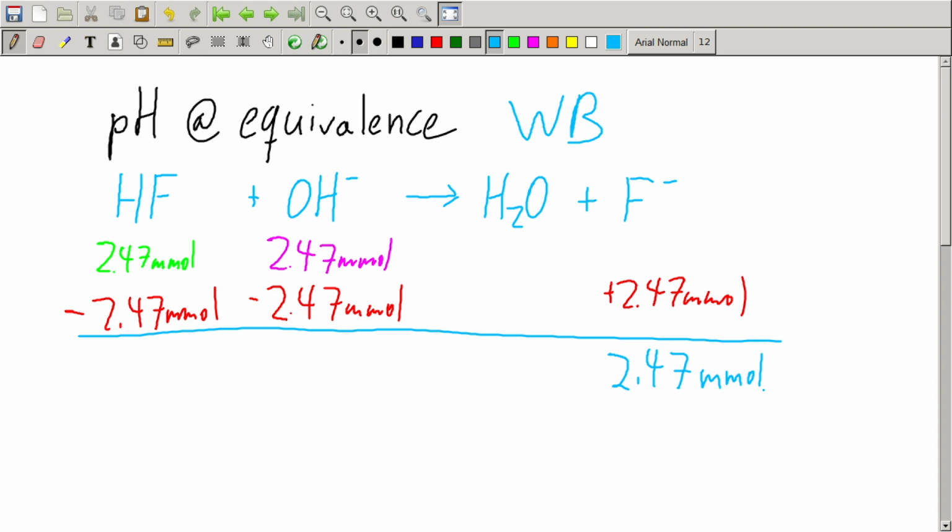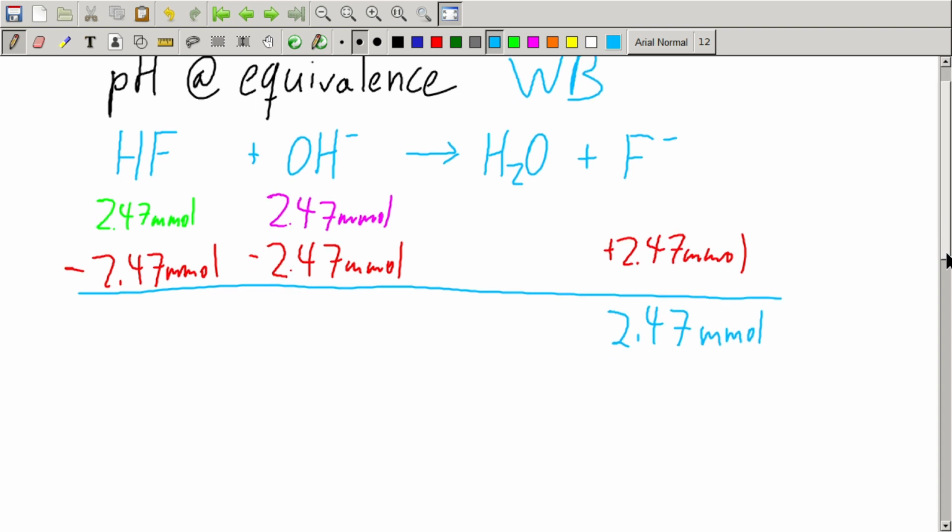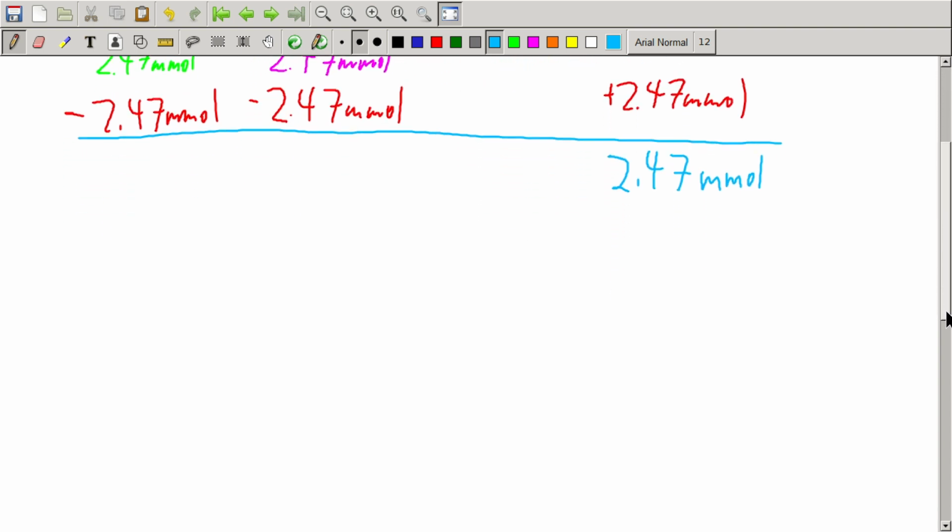Okay, but here's the thing. This alone is not going to help me determine the pH of the solution. What do I have to be able to do? This is a weak base solution. So I have to figure out what is the molarity of this conjugate base. And in order to do that, what do I need to do? I need to take the number of millimoles that are present and divide it by the total volume.